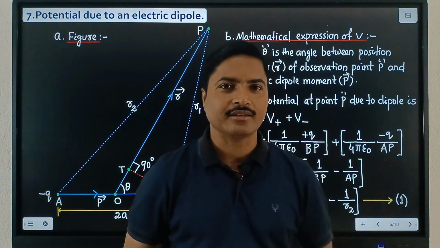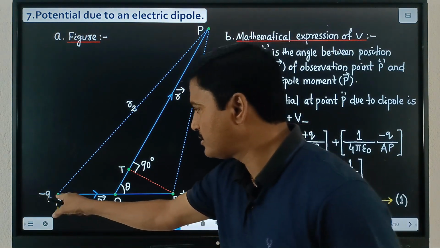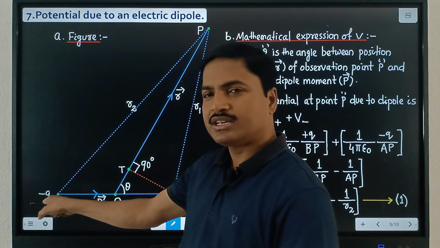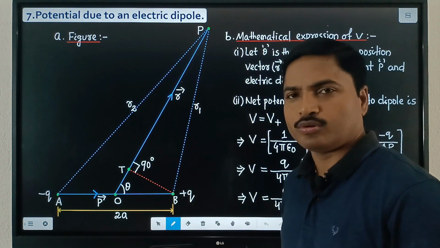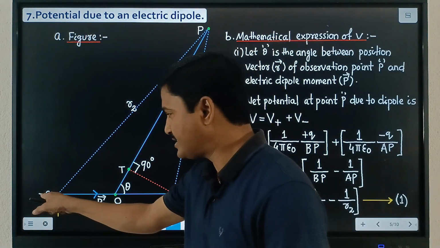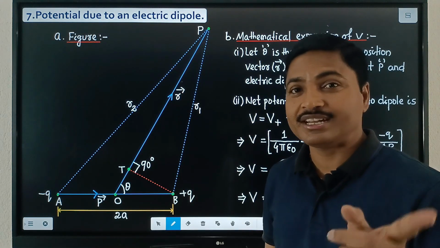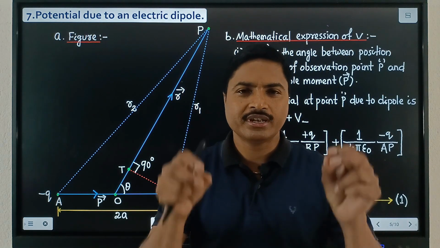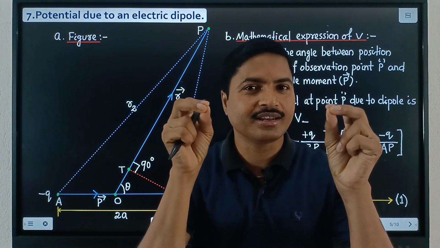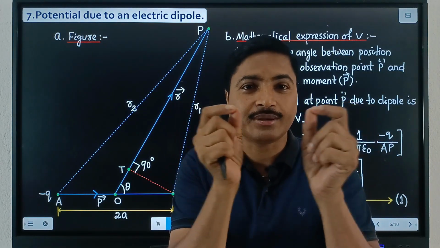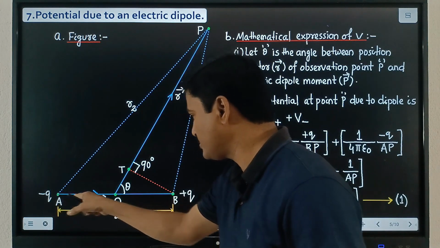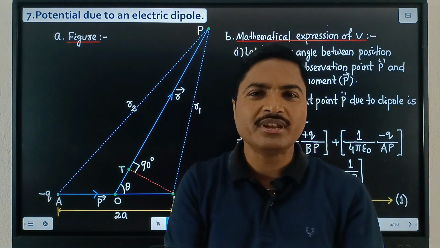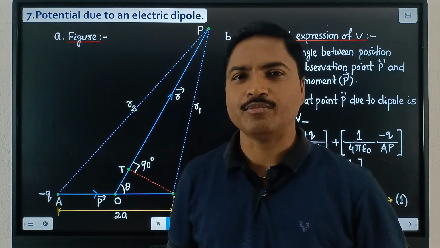Di means 2 poles are there. One is minus q, another is plus q. Here its magnitude is q, and here also its magnitude is q. That means same magnitude, but this one is negative and this one is positive. That means the nature is opposite. So if we take 2 charges of equal magnitude and opposite nature separated by a distance, this distance between the 2 poles being twice a, then this combination is known as an electric dipole.